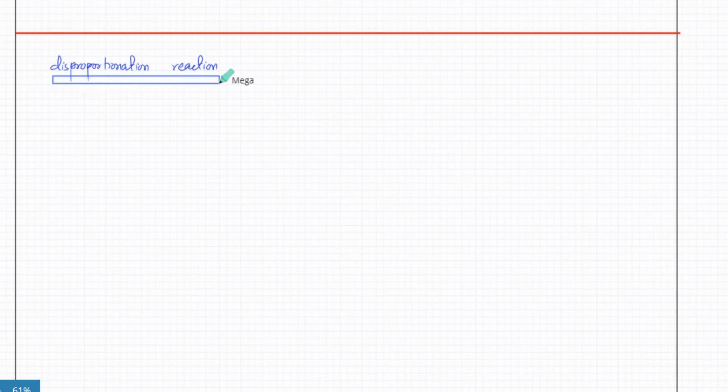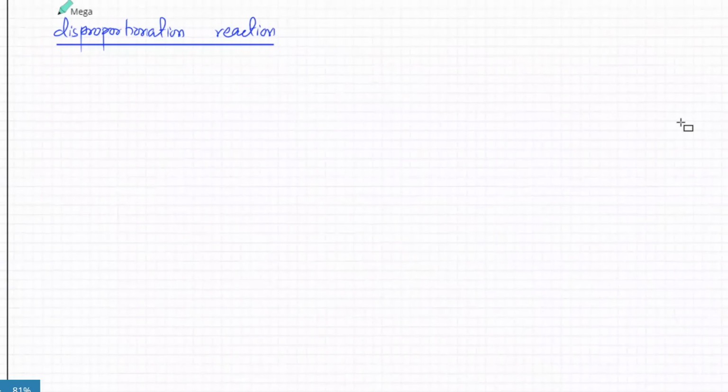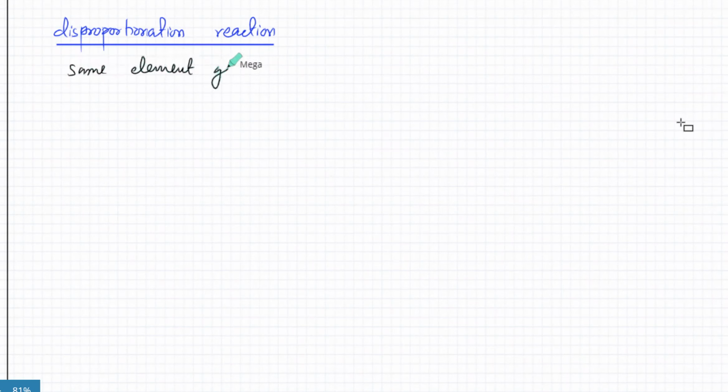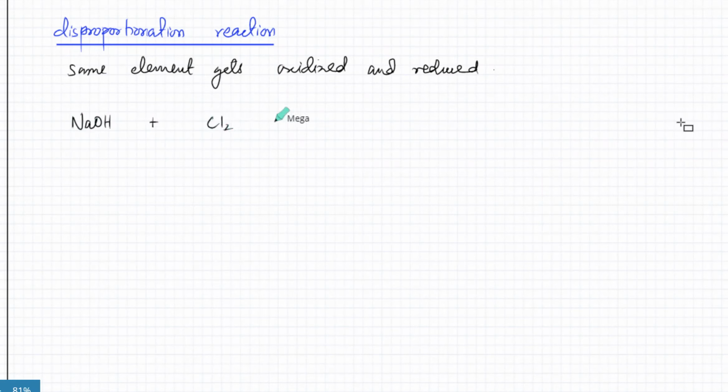That one is called a disproportionation reaction. What happens in disproportionation is that the same element gets oxidized as well as reduced. So they're not two different elements, but the same one. An example for that is this equation. It's NaOH reacting with Cl2, and it ends up forming NaCl plus NaClO3 plus H2O.